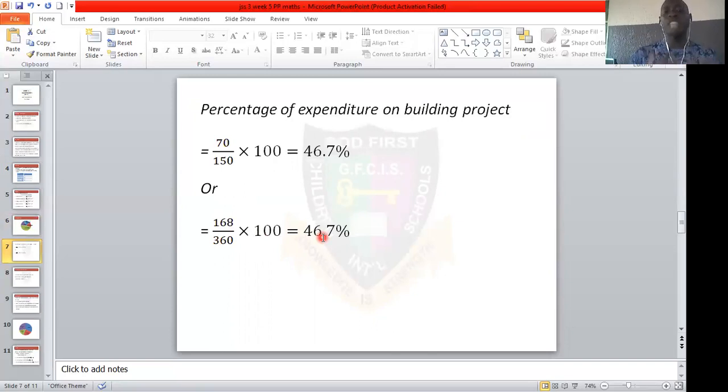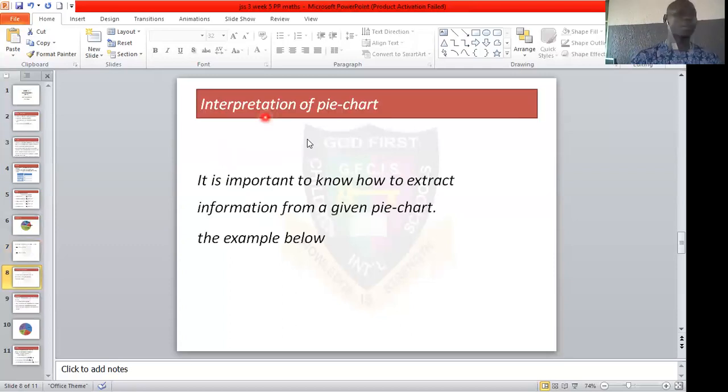Now, number two, we go to how to interpret information or extract information from the pie chart. This one, we are given the data and we have to present it in the pie chart. What if you are given a pie chart? Now, to extract information, explain every sector. What does it mean? Explain information out of a given pie chart. Number two, interpretation of pie chart. It is important to know how to extract information from a given pie chart.